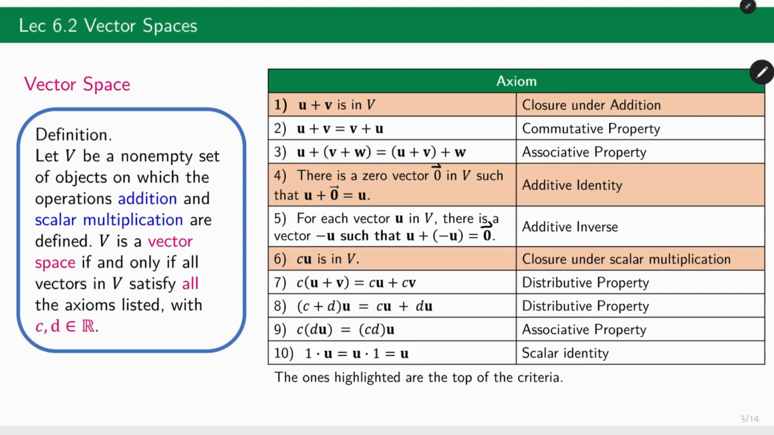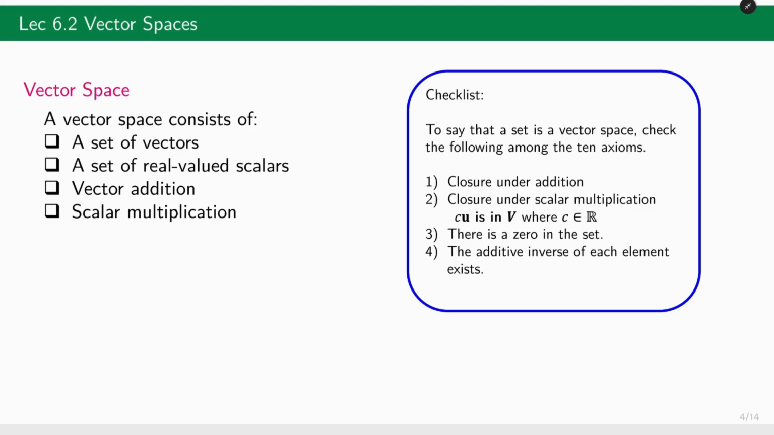The ones highlighted are the top of the criteria. Meaning to say, we can skip the other axioms if we have already satisfied these. Also this one. The fifth one is also important. From the previous definition, a vector space consists of a set of vectors, a set of real valued scalars, vector addition, and scalar multiplication. Alright, to show that a set is a vector space, check the following among the 10 axioms.